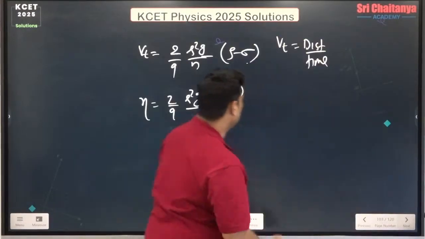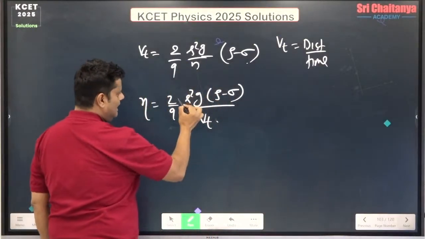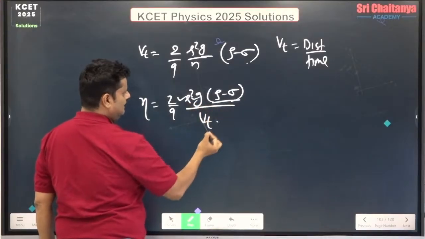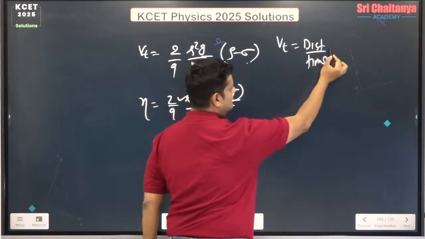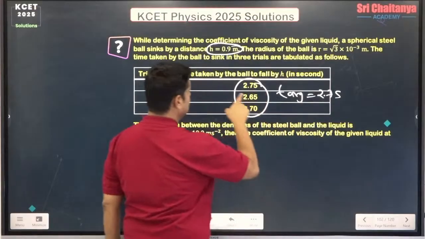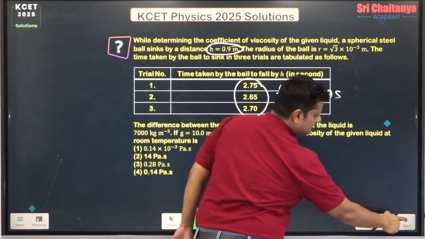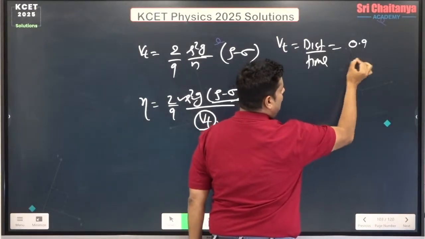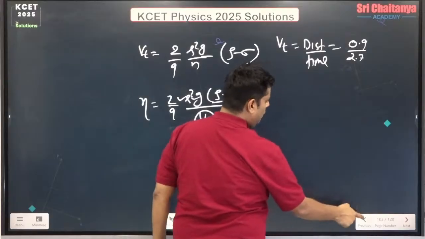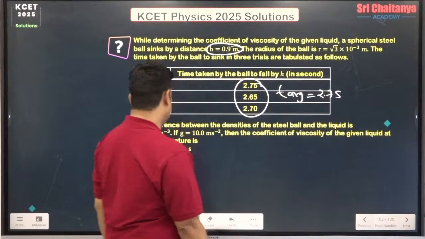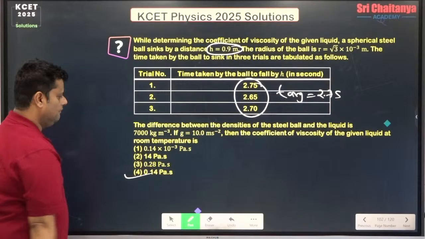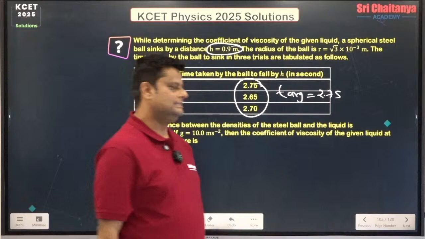So what we need to do, everything is given. R is given, g is given, the difference of density is given, and vT is given as distance. The distance is given as 0.9, and time is given as 2.7. If you put all these values, you get this answer: 0.14 Pascal second is the correct answer.